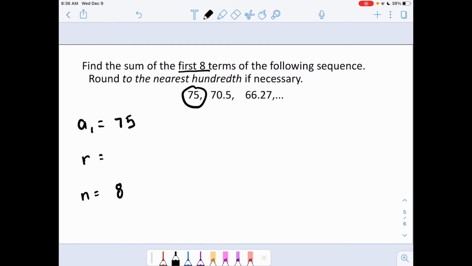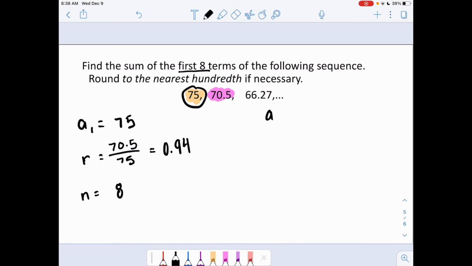And here I can't easily recognize the ratio. So instead I'm going to divide. I'm going to take the second term and divide it by the first. 70.5 divided by 75 to get my common ratio. My common ratio will be 0.94.